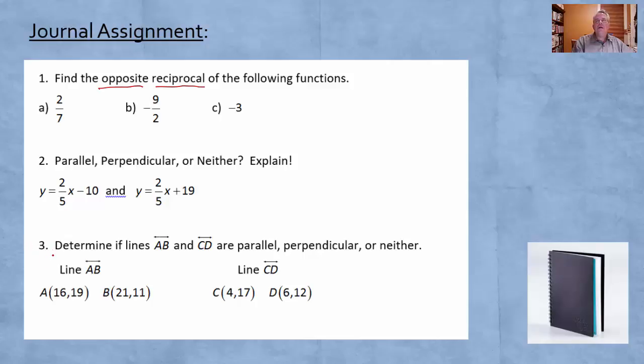Then problem 3 is like the 3 examples we just did. You got to find the slope of line AB, find the slope of line CD, and determine if they're parallel, perpendicular, or neither.